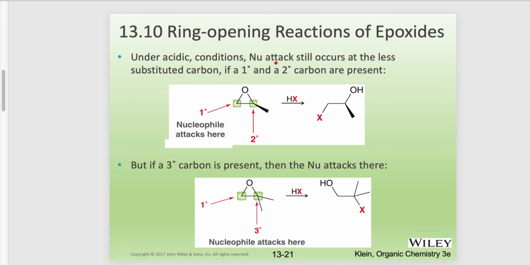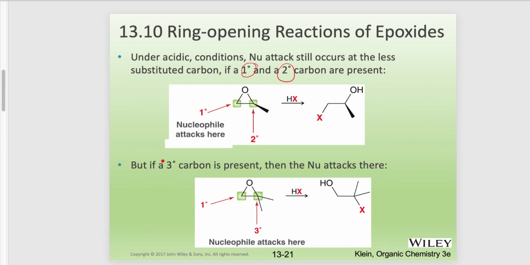The nucleophilic attack still occurs at the less substituted carbon if we have a primary and a secondary carbon present. So that would be a primary position here, this is a secondary position here. We have protonation here and a net attack then on the protonated cation by X-, and it leads to the structure here.